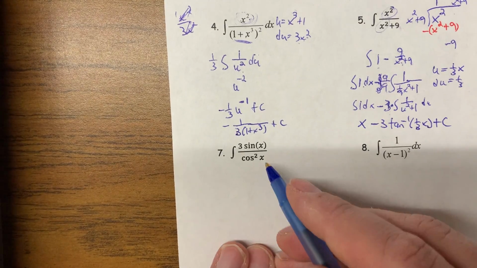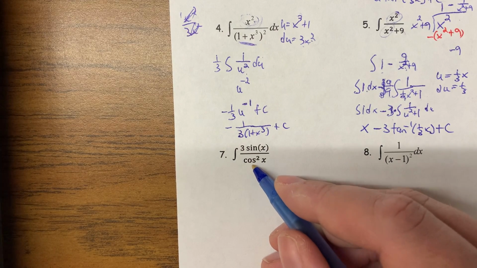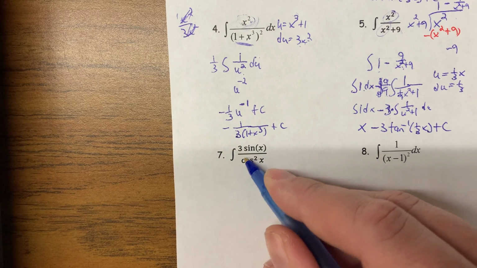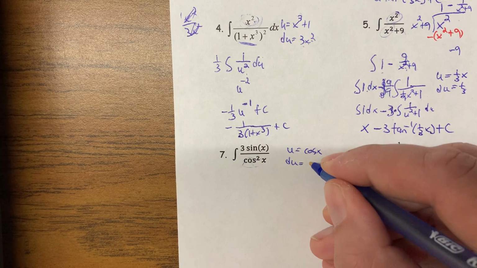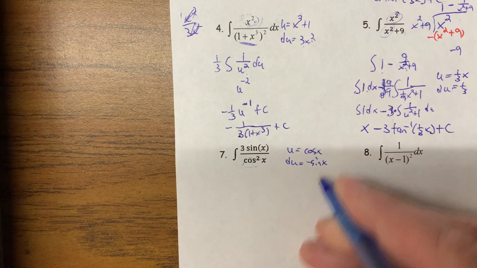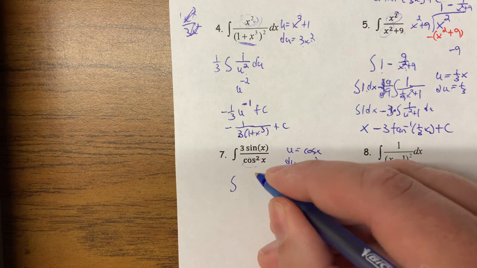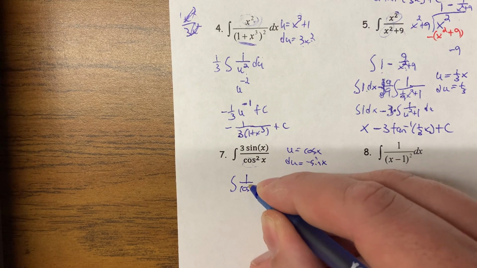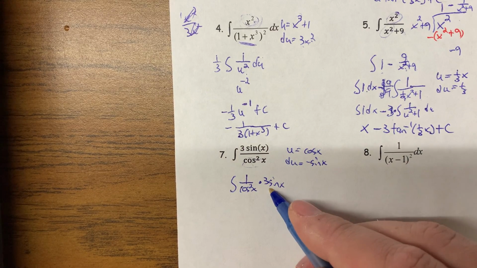How about this one? Let's see. There's actually 2 ways to do this. This is cool. I could do this as a u substitution because the derivative of cosine of x, so if u is cosine of x, the derivative is negative sine of x. And so I can divide by that and that'll cancel out the numerator. So let's do that. When I'm doing u substitution, I really like to rewrite this as 1 over cosine squared of x times 3 sine of x. So we can see what'll happen when I divide by the du.